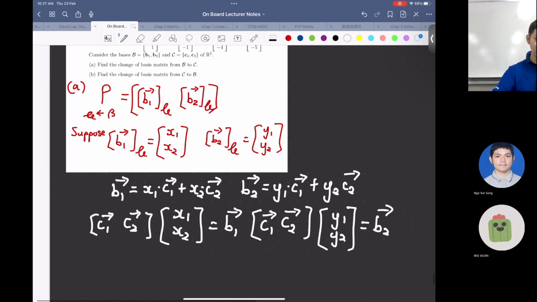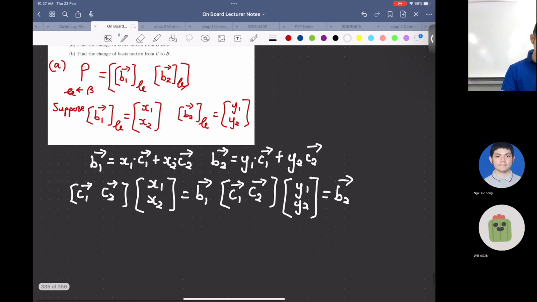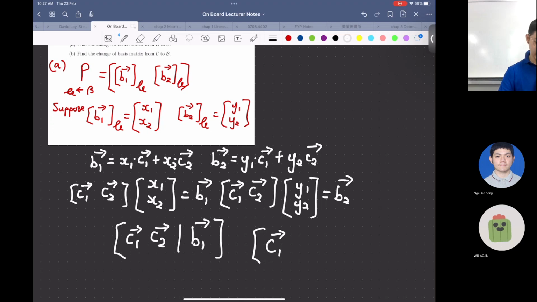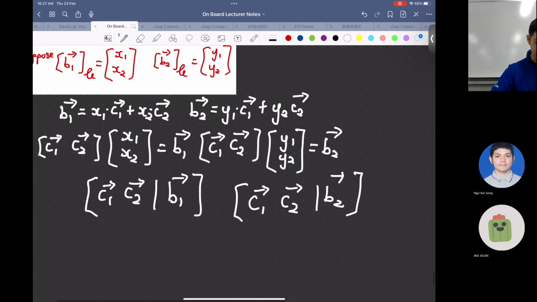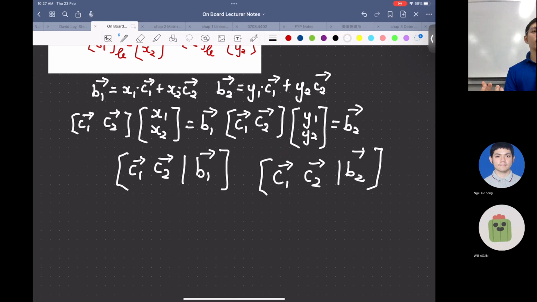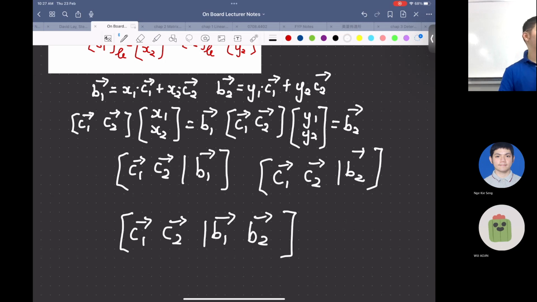Okay, we will extend our augmented matrix. So normally we will do it like this, right? Solve the augmented matrix. But in the end, when you solve it, what do you get? You get a row reduced echelon form, which is the identity matrix, because you want to solve it. So instead of solving one by one, you can solve it together.